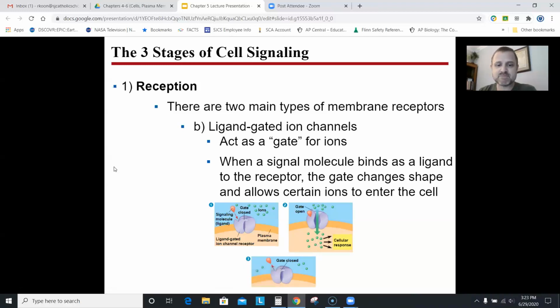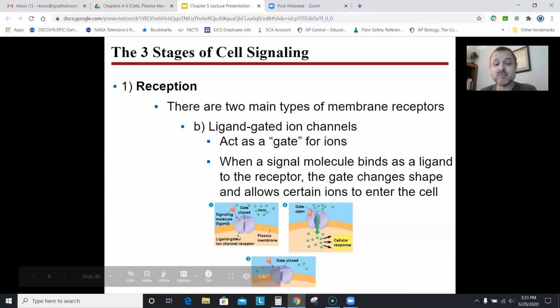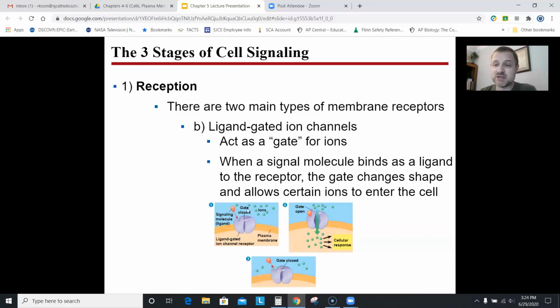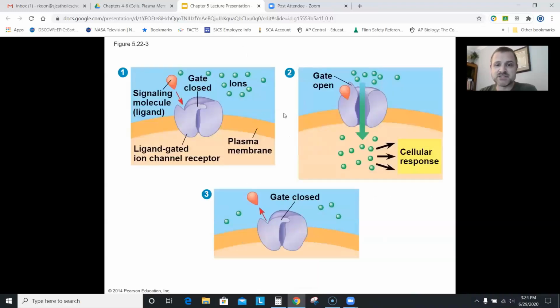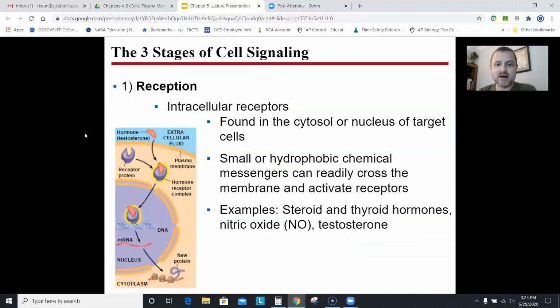Okay? Again, the ligand is the signaling molecule that does not actually enter the cell. The ligand binds to a receptor, causing its shape to change, and then it does whatever the protein is going to do, a G protein opening the channel, whatever it's going to do. This is just the same diagram, bigger.